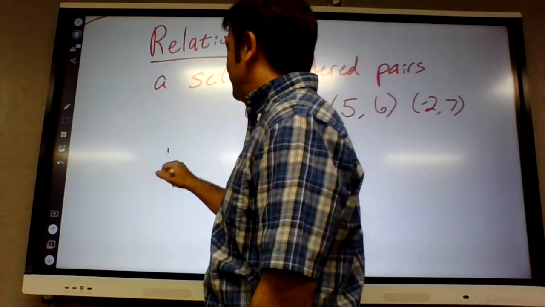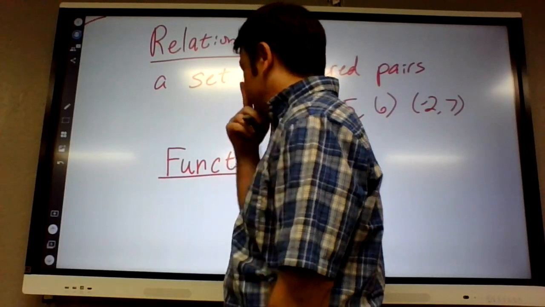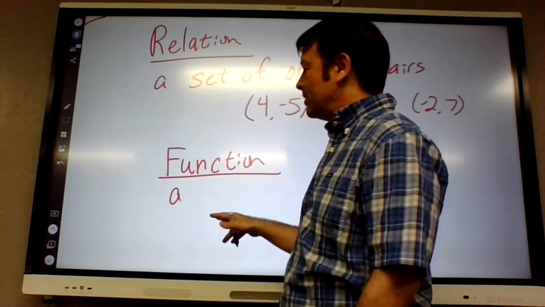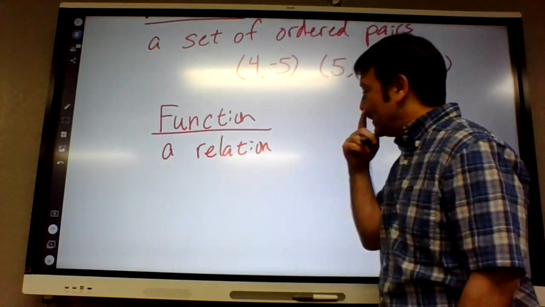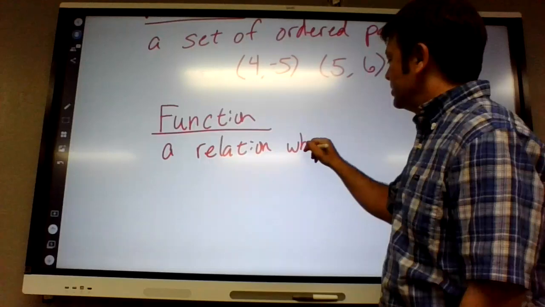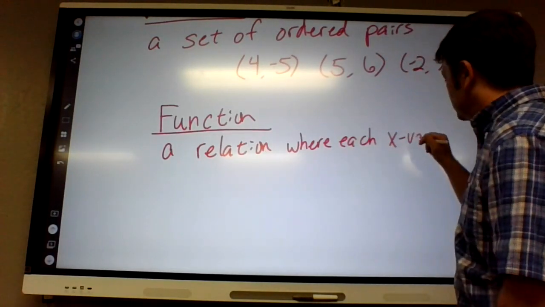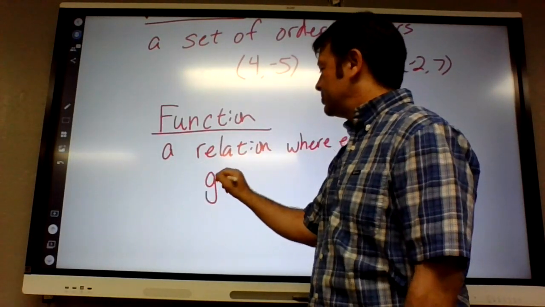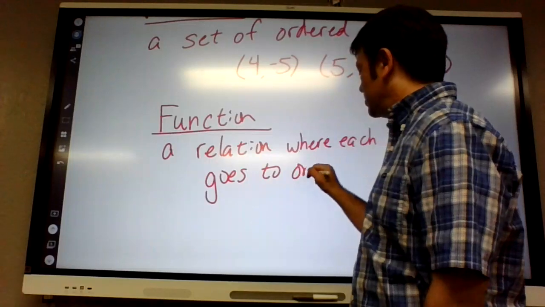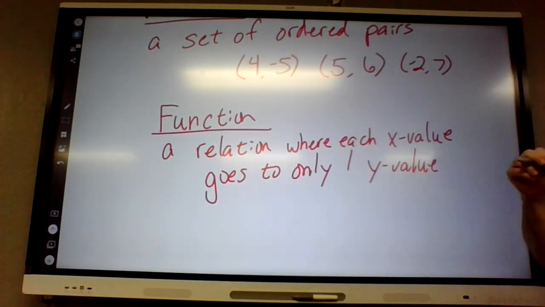Okay. And then a function. This is the word we see a lot. A function also is made up of ordered pairs. So a function is a relation where each x value goes to only one y value. Does that ring a bell? Yeah. Each x value can go to only one y value.